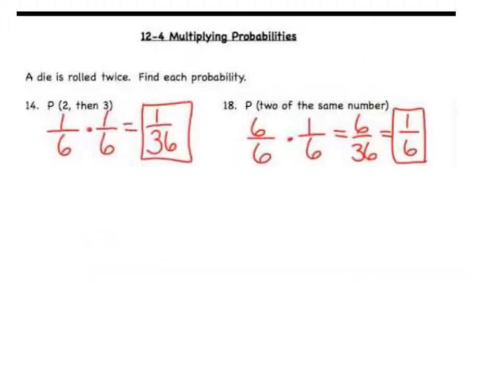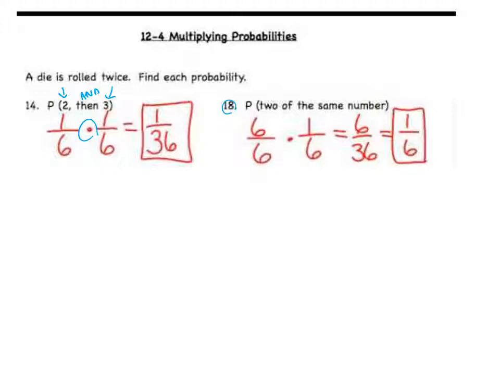All right, let's try a question here. A die is rolled twice. Find each probability. So what are the odds of rolling a 2 and then, right, and then a 3? They've used the dot as their multiplication sign. Sometimes you'll see that. We usually use brackets or even just a times symbol when we're using fractions, but they've got a dot, which is all good. 1 times 1 is 1, 6 times 6 is 36.